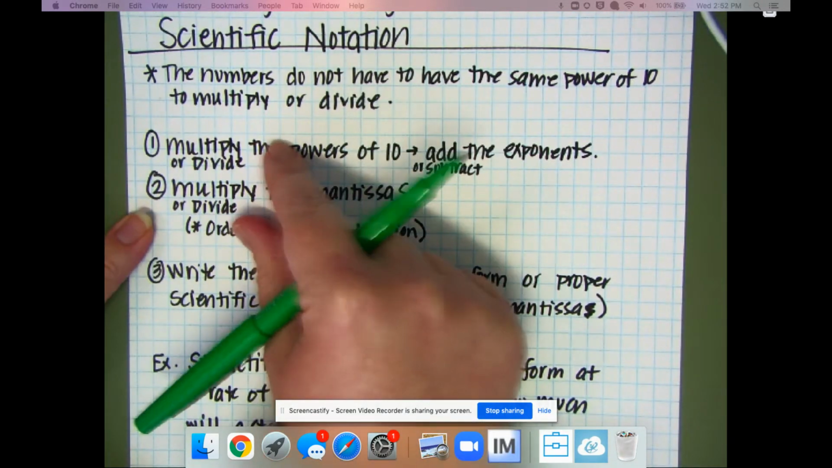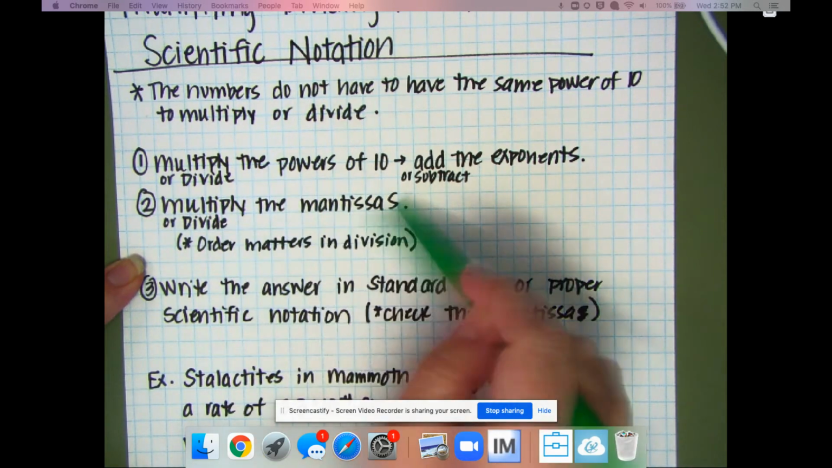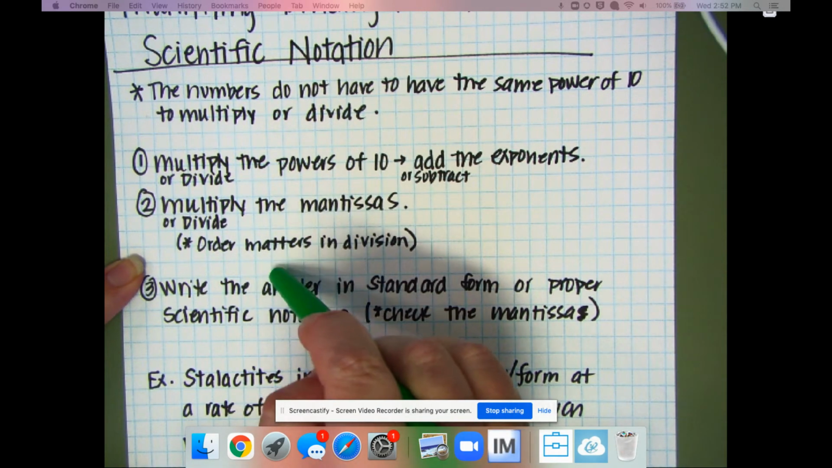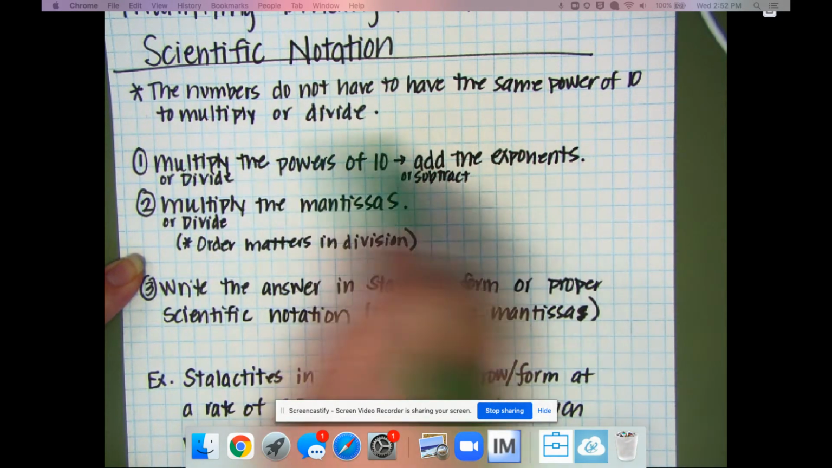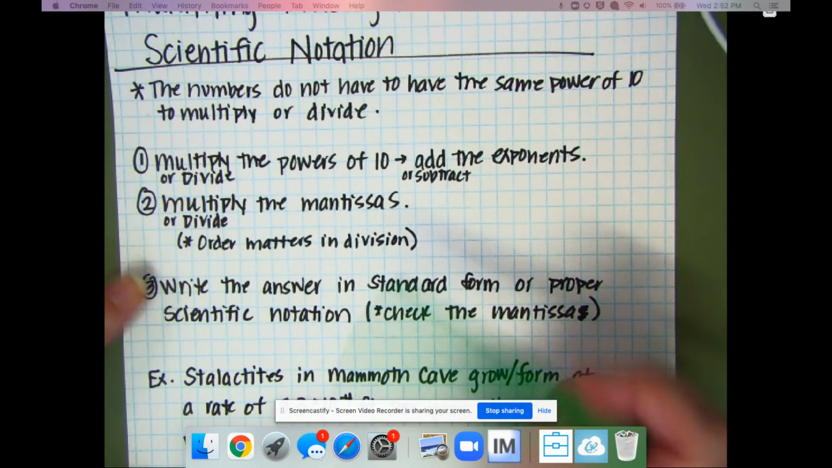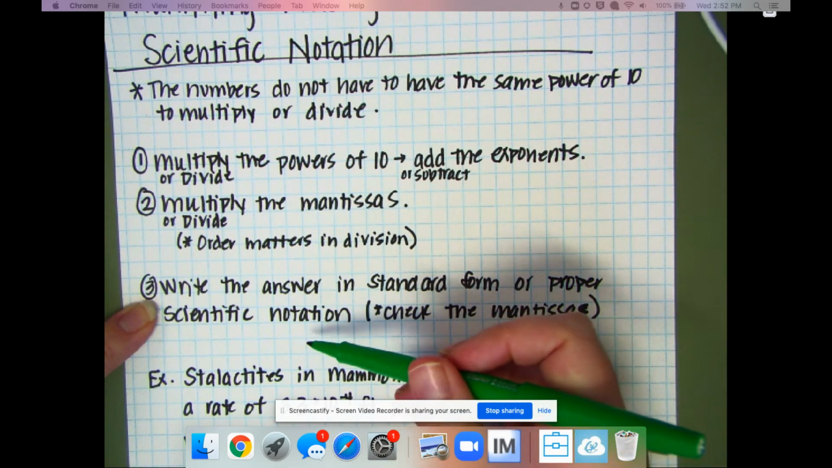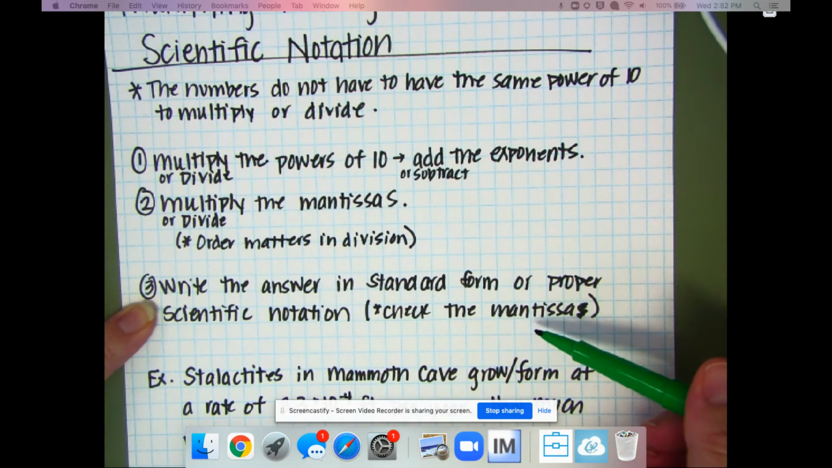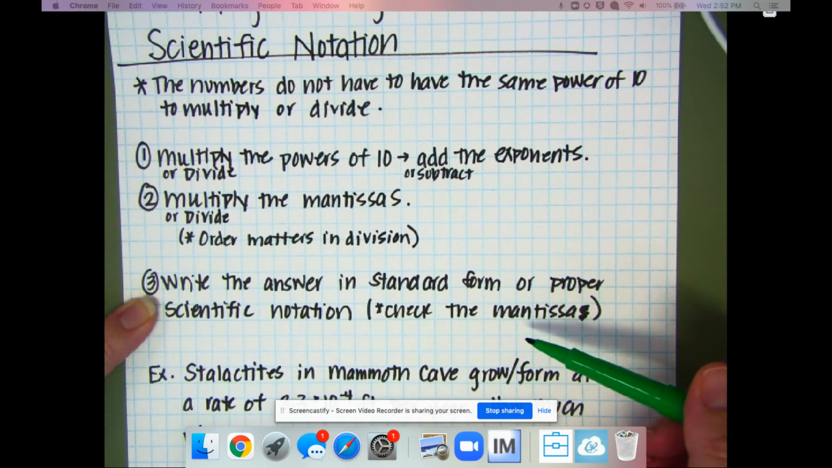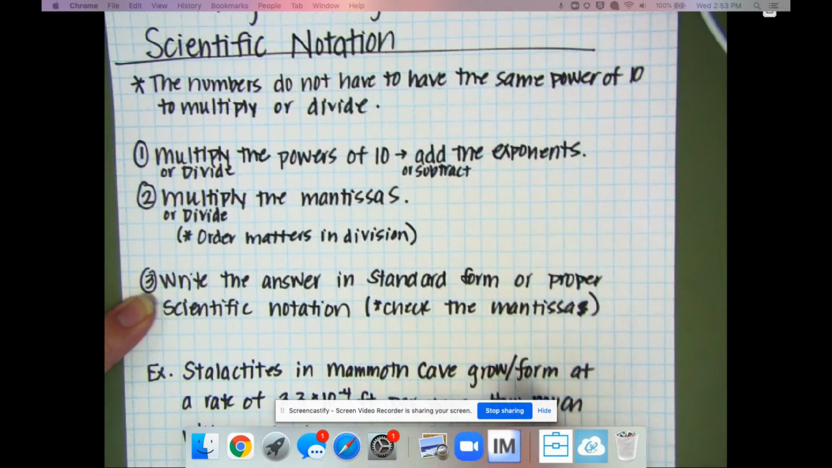And then you're going to take that and you'll take the mantissa, right? Your result from multiplying or dividing the mantissa is going to be your new mantissa. And then your power of 10 is going to be your power of 10. But you want to check that that answer is in standard form or proper scientific notation, meaning if that mantissa is not equal to or greater than 1 or less than 10, then you need to change it and change the power to go with it.